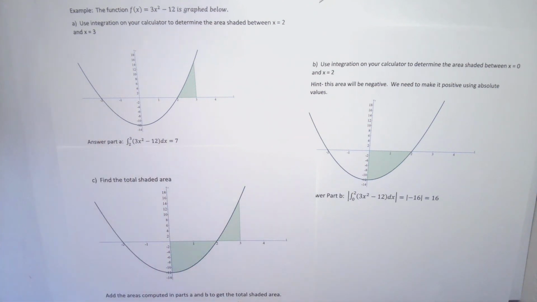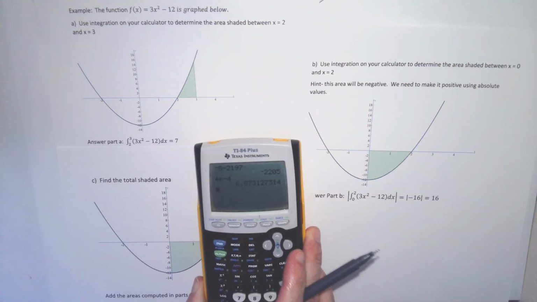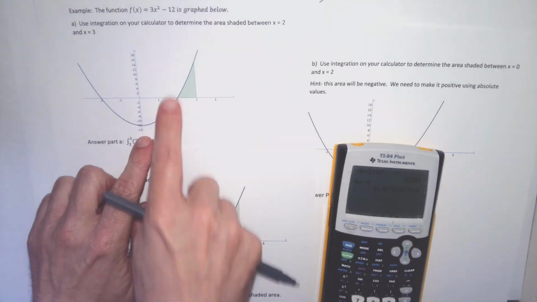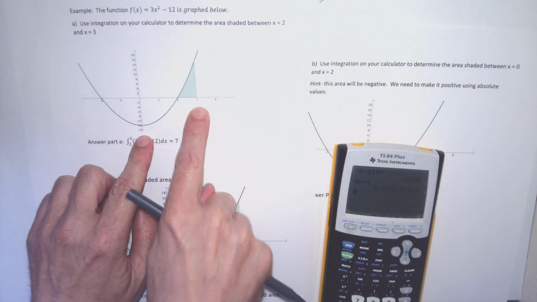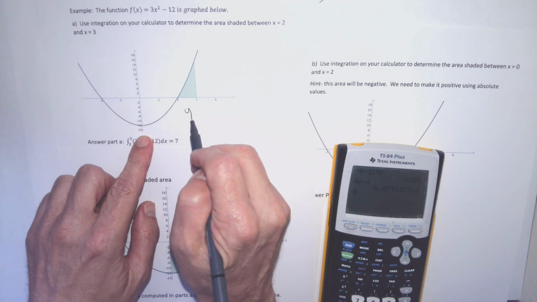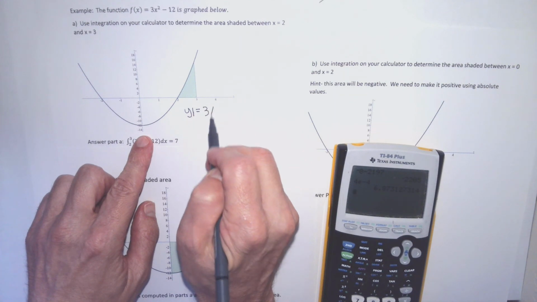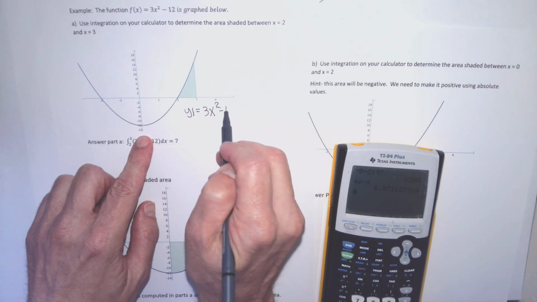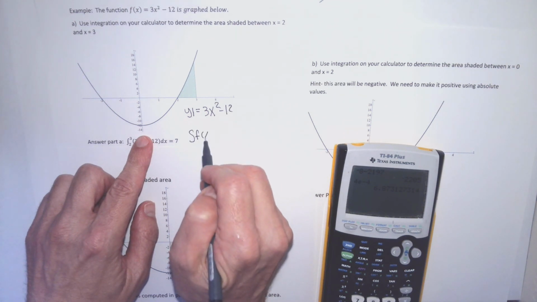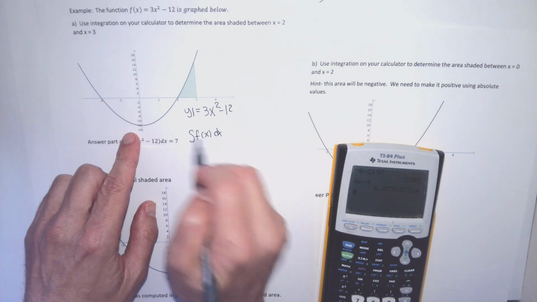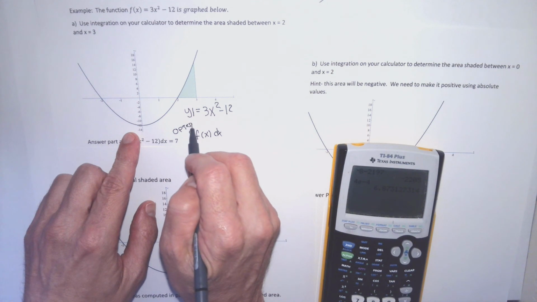So this example I want to be done completely on the calculator. It says use integration on my calculator to determine the area. The function is 3x squared minus 12, between x equal to 2 and x equal to 3. So on my calculator, I'm going to enter the function y1 as 3x squared minus 12. And then I'm going to choose that integral of f of x dx option, option 7, under the second calc screen.